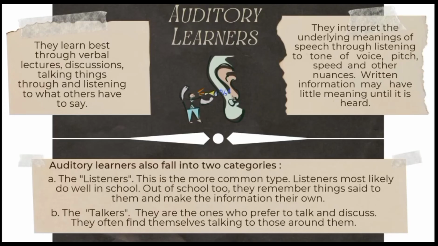The second one under the sensory preferences is the auditory learners. They learn best through the verbal lectures, discussions, talking things through, and listening to what others have to say. They interpret the underlying meanings of speech through listening to the tone of voice, pitch, speed, and other nuances. Written information may have little meaning until it is heard. These learners often benefit from reading text aloud and using a tape recorder.